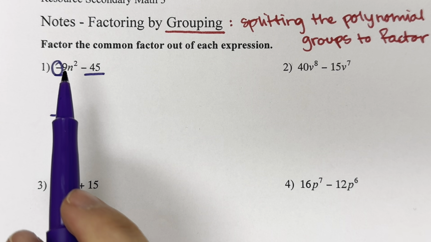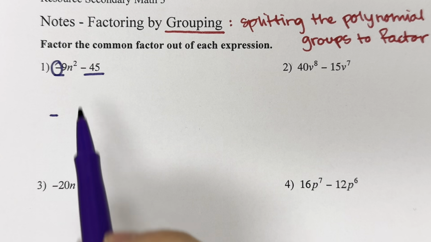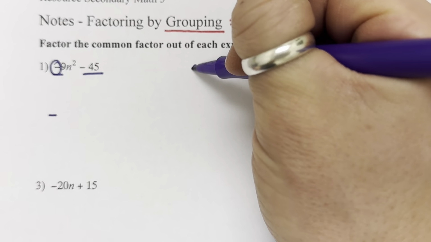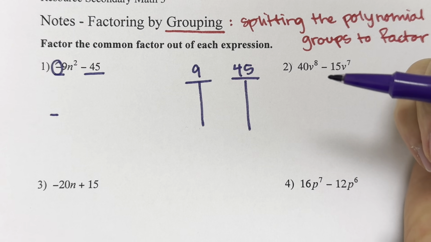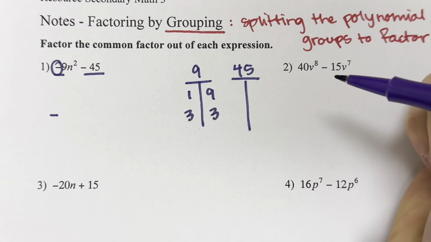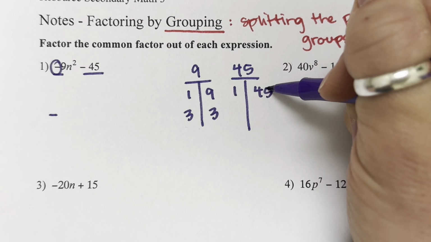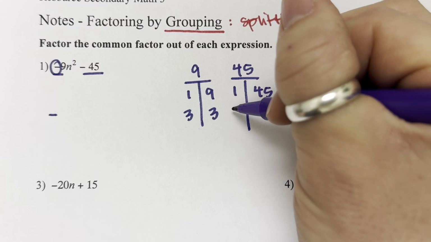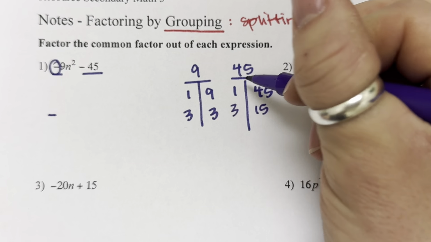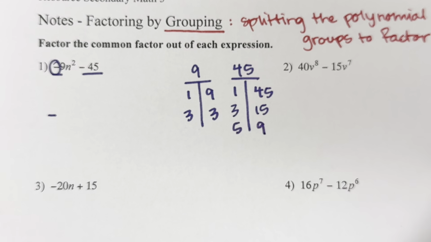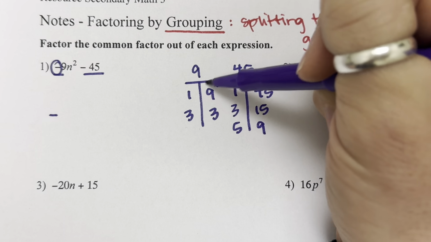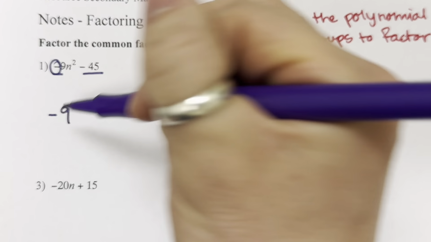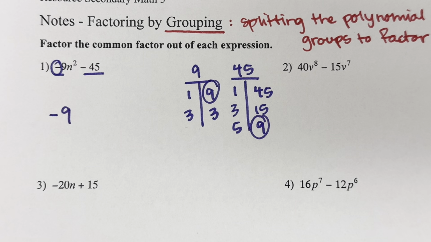The first thing I'm going to do is look at my coefficients, -9 and -45. Now I'm dealing with the numbers 9 and 45, and I'm not really going to care that it's -45 right now. I'll make my factor lists. For 9, I can do 1 times 9 or 3 times 3. For 45, I can do 1 times 45, 3 times 15, 4 doesn't go into it, or 5 times 9. Now I identify my GCF from these lists, and that is 9. So I can factor out a -9 from both of these terms.